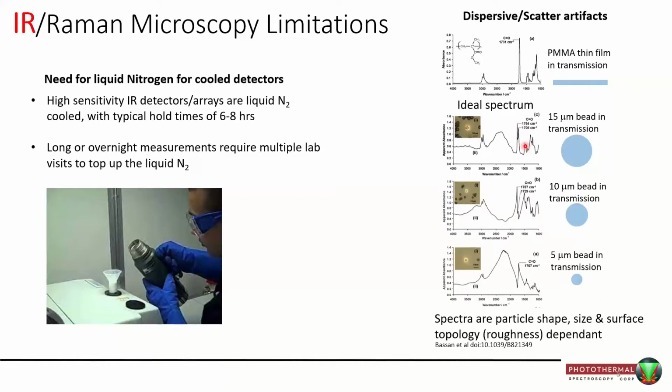Right? So it really goes to show how spectra in these more traditional FTIR or these emerging QCL-based techniques can be very much particle shape and surface topology dependent, and not just chemistry dependent, because we assume the spectra to be representative of the chemistry, but in fact there is a component that is due to morphology.